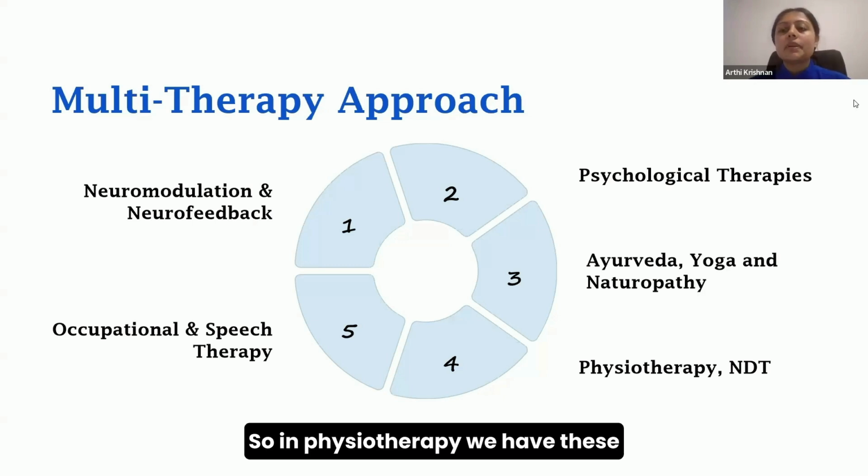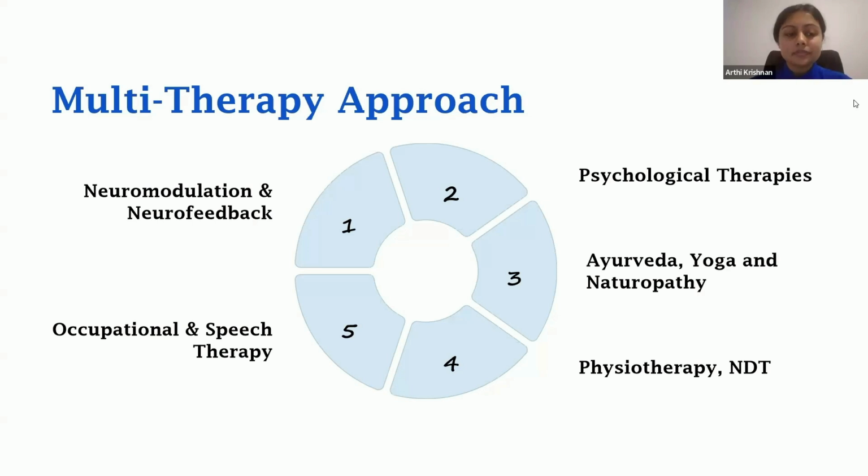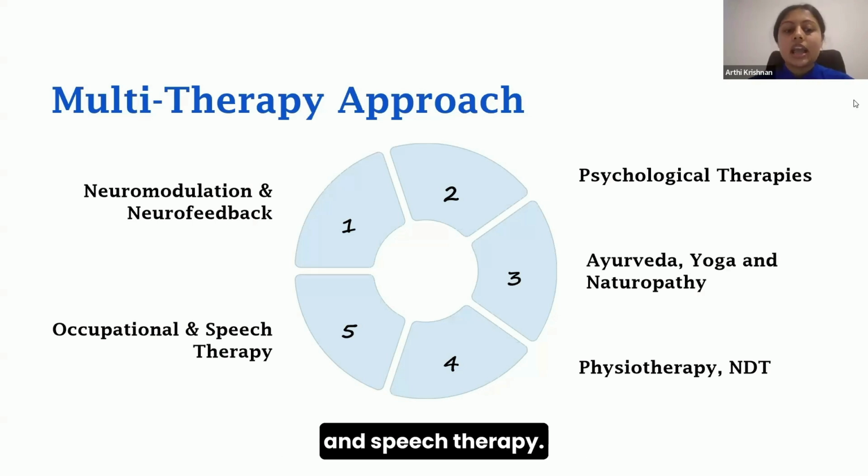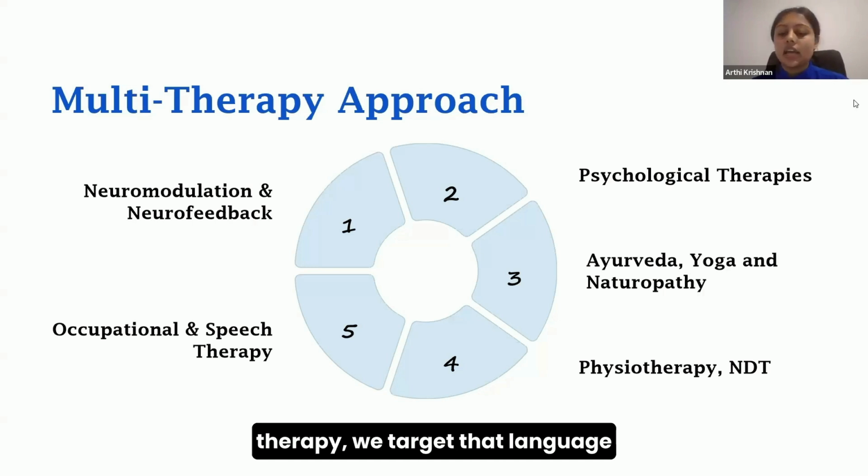So in physiotherapy, we have these physical therapies where we can enhance functioning, right? Some children come in with hyperactivity or their physical functioning is not good. So in physiotherapy, we have structured therapeutic programs where we can improve their function. Then we have occupational and speech therapy. So in occupational and speech therapy, we target that language domain and the social interaction and communication domain. So by doing this, we do intervention and we improve the functioning.